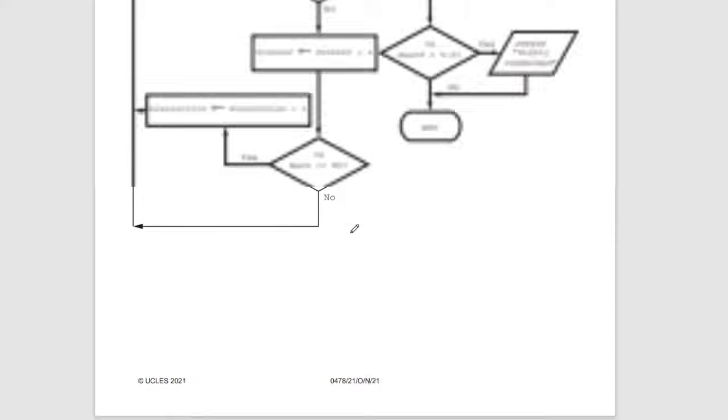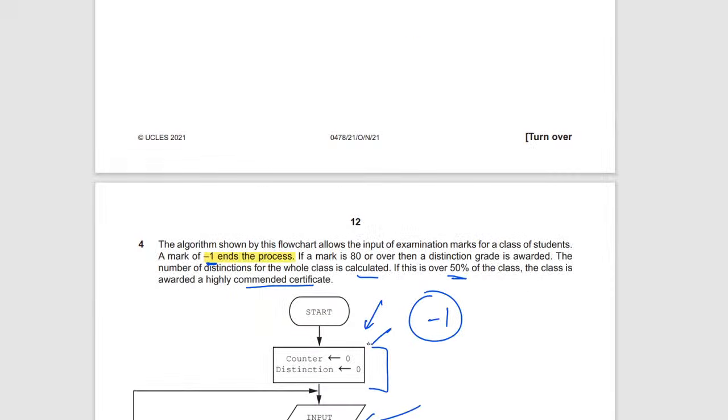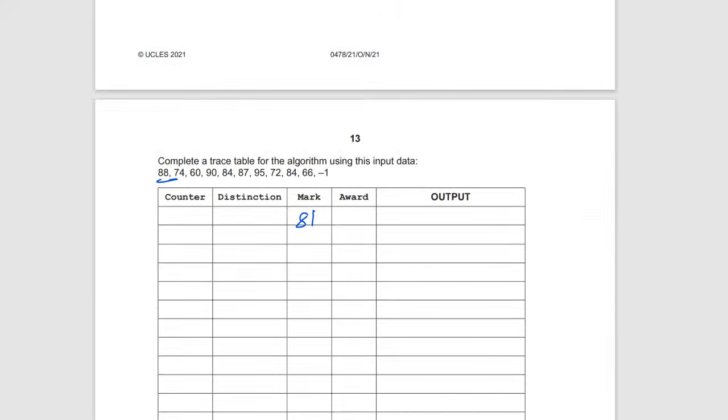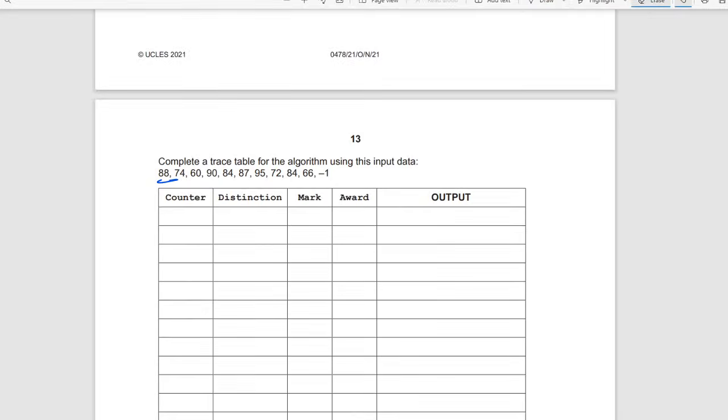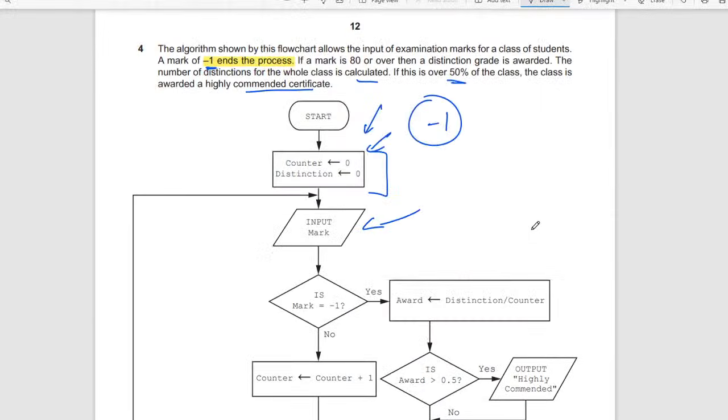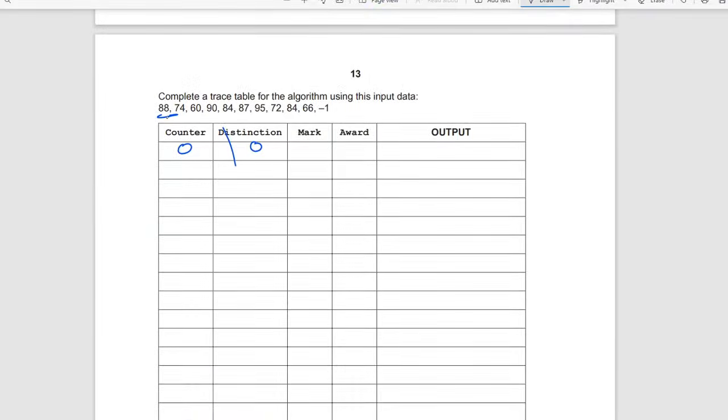But before we go to that, remember the variables were 0 and 0. So actually let's write that first. Let's start by writing the two variables which were both 0: counter, which was 0, and distinction, which was 0. We start off with that, because in the question they have first given us the variables. Counter is 0 for now and distinction is 0 for now. Then the next thing is that you have to input mark. Any input value will be the one that's given in the question. So in this case it will be 88. So the mark will be 88 here.